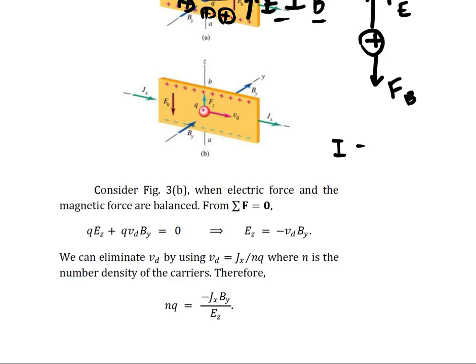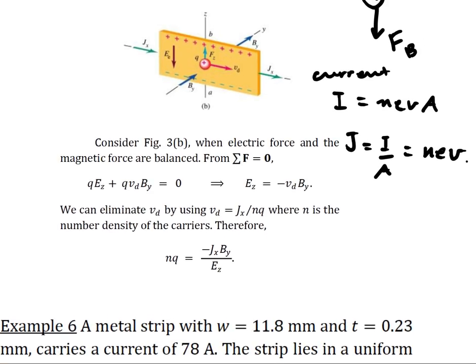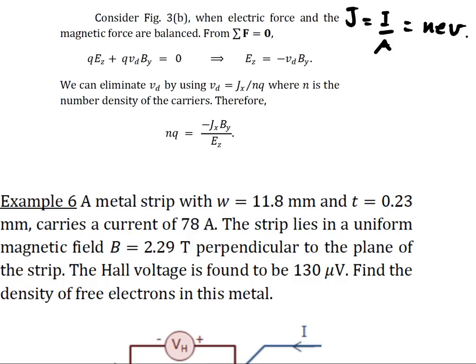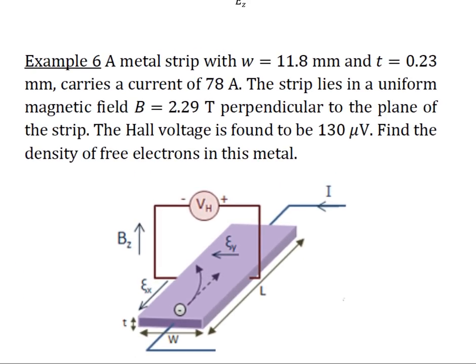And then from Fe equals Fb, you can derive many equations. So using the relation from Handout 5, and the definition for the current density, as J is the current divided by the area, you can come up with these kinds of relations. Okay, so now let's try example 6.